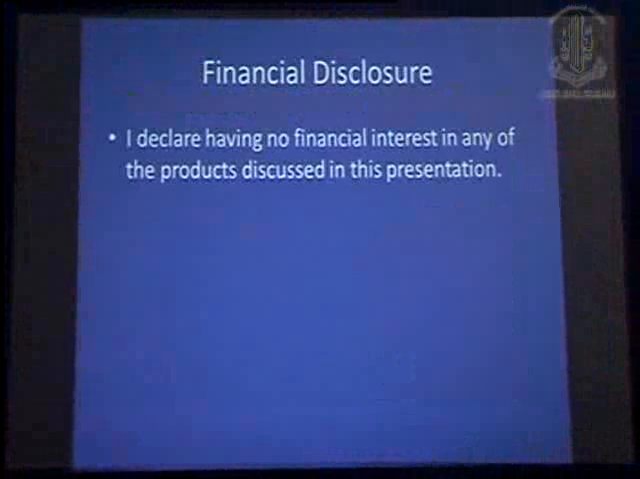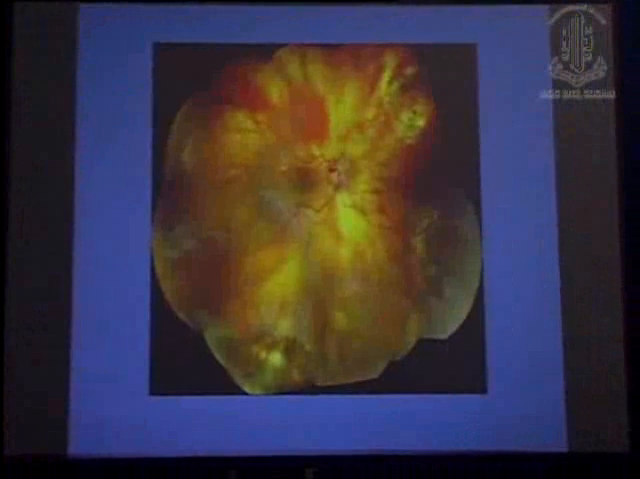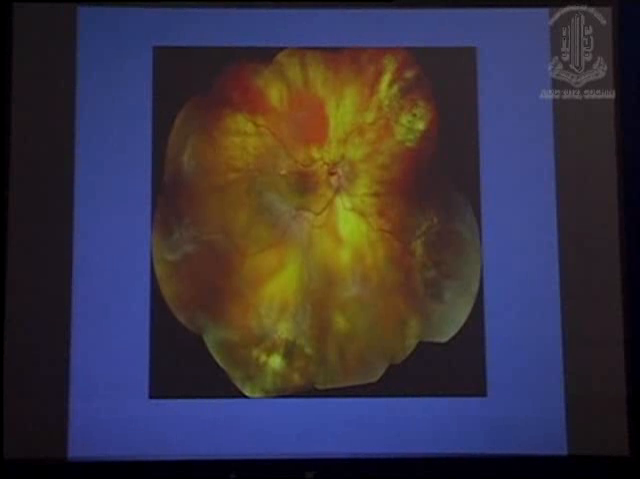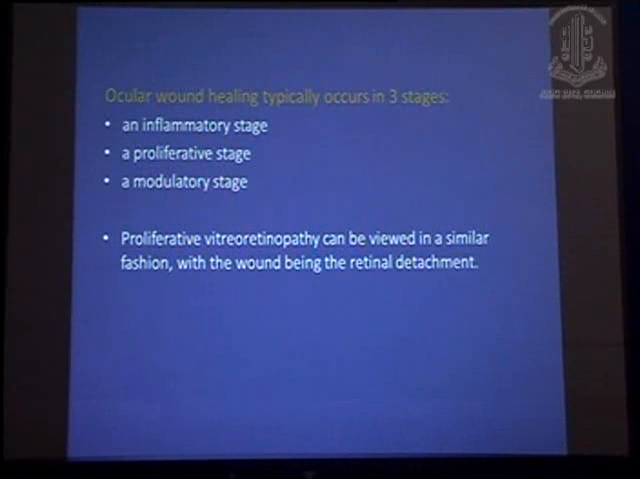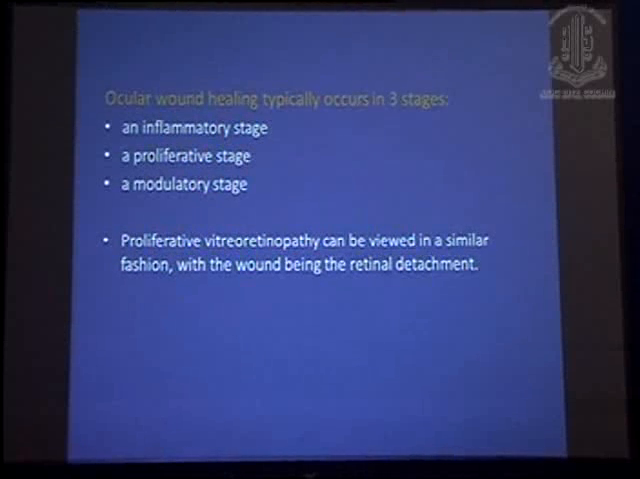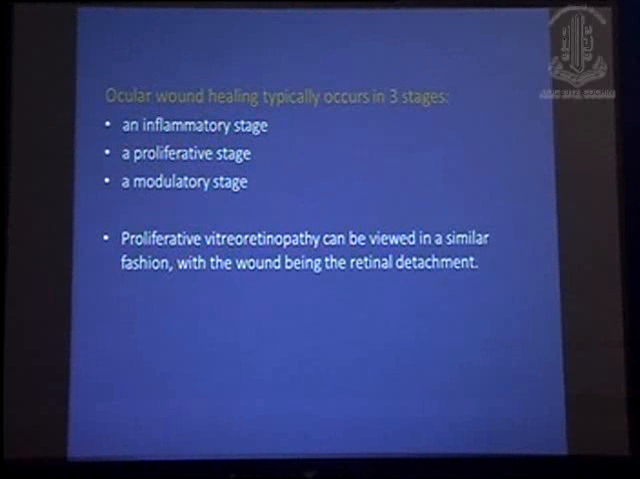Retinal detachment with PVR. This is a typical picture of anteroposterior PVRs that we see in our daily practice. Now, this has been related to a type of ocular wound healing which occurs in 3 stages: inflammatory, proliferative and modulatory stage. PVR can be viewed in a similar fashion, with the wound being the retinal detachment.